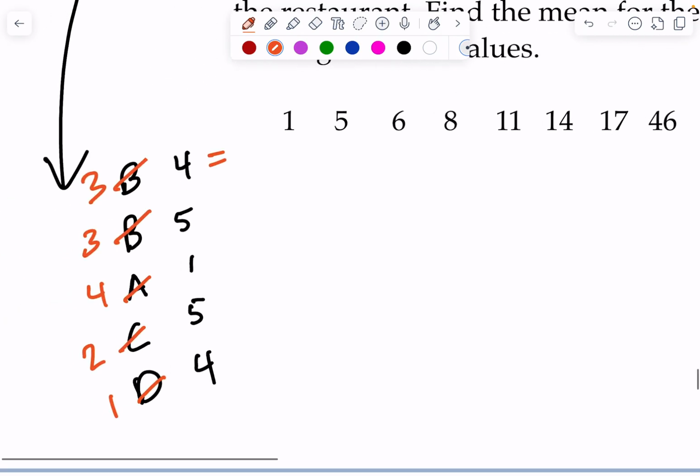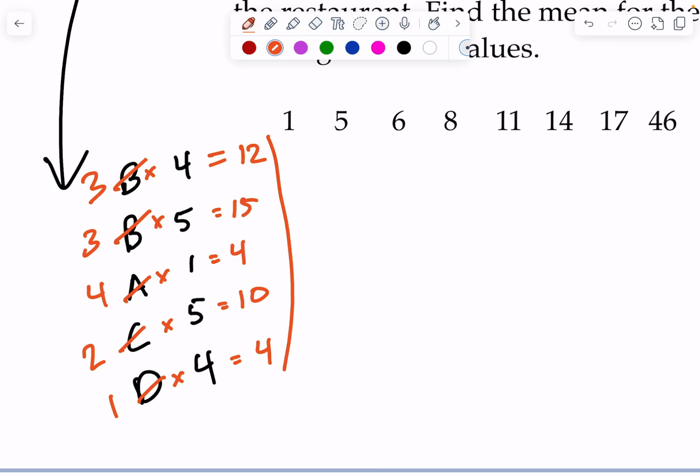Okay, so just like I did before, I'm going to multiply by the weights. So this is 12, 3 times 5 is 15, 4 times 1 is 4, 2 times 5 is 10, and 4 times 1 is 4 again, right? Then I'm going to add all of those numbers together. I'm going to use a calculator because my brain is just not with it. Okay, I got 45, okay?